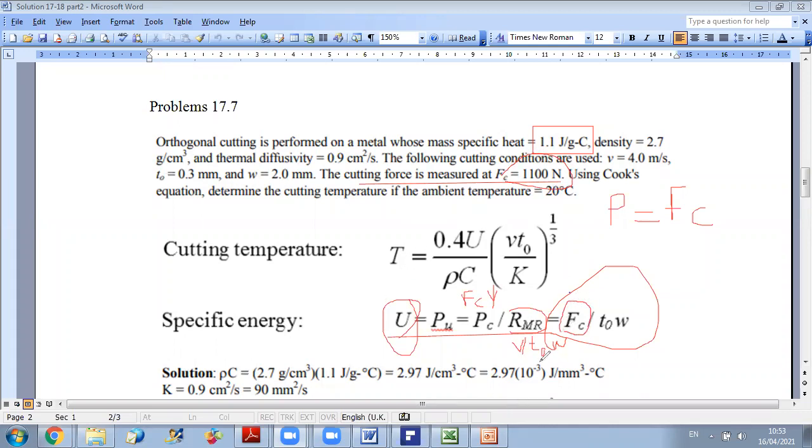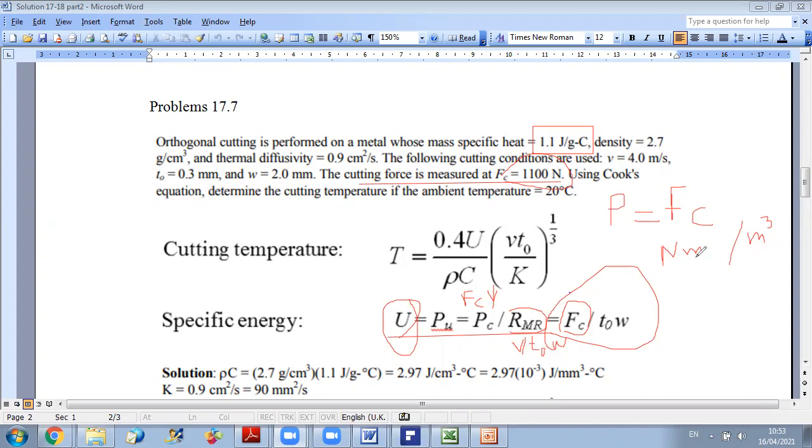Okay. Now the cutting force is provided in Newton, and since I want to have U in Newton meter per millimeter square, or if you want, I can work here directly in meter. And overall, I will get Newton meter over meter cube, and then to have same units, I should go for the rho C. Rho C also should be in joule per meter cube.